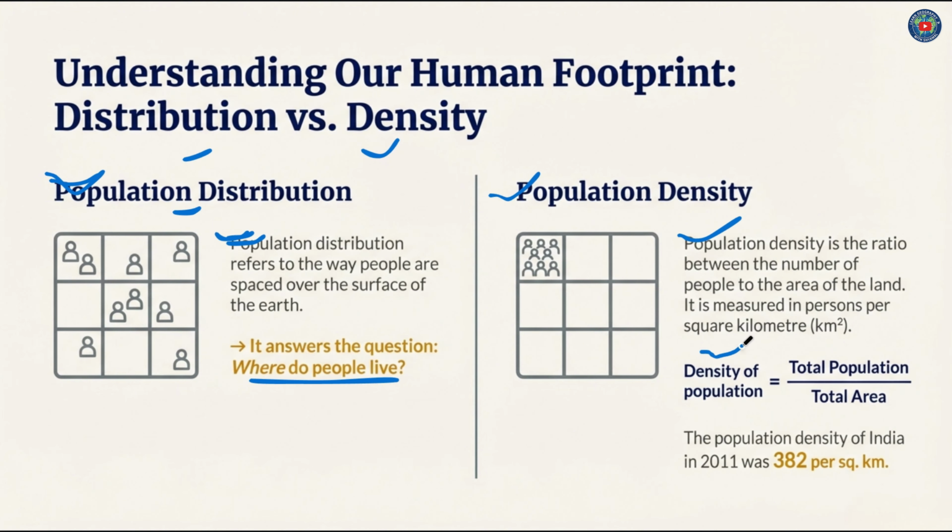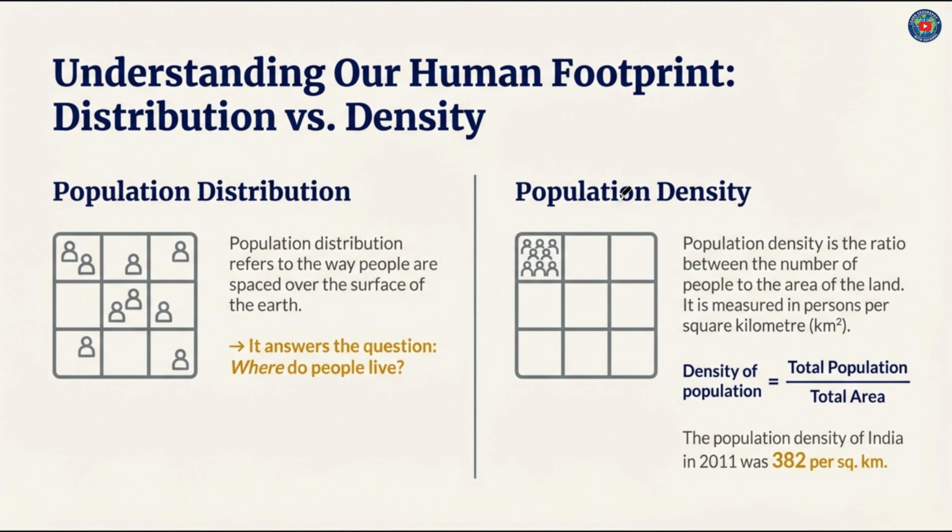Density of population is equal to total population divided by total area. The population density of India in the 2011 census was 382 persons per square kilometer. This is the basic difference between population distribution and population density.